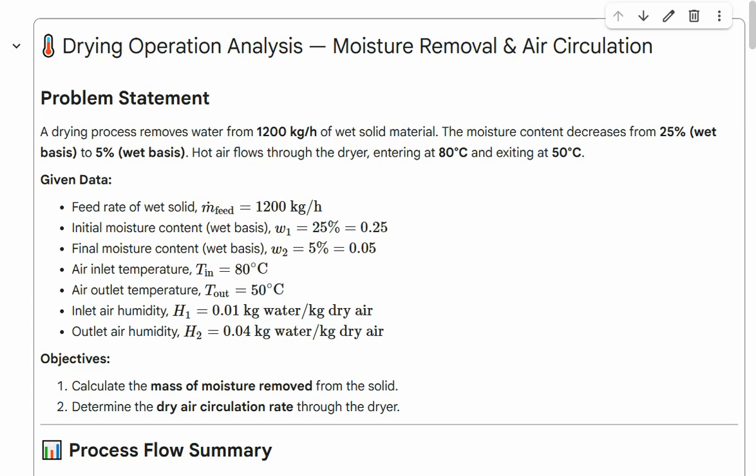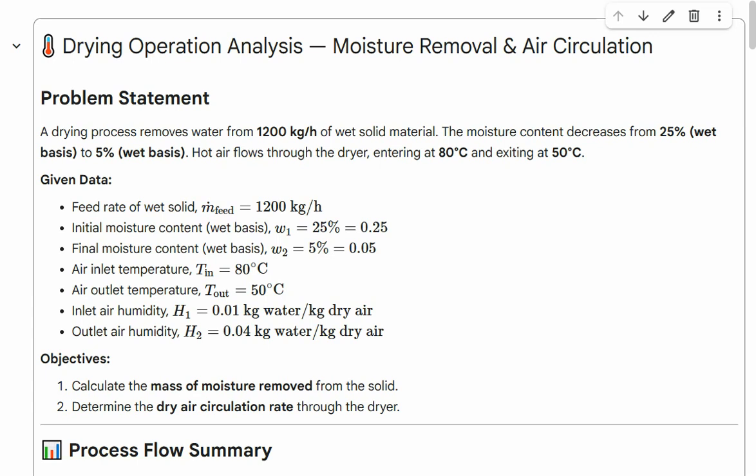In this video, I'll analyze a drying operation where hot air removes moisture from a wet solid. Let's understand how to calculate the moisture removed and the air circulation rate through the dryer. Here is the problem statement.